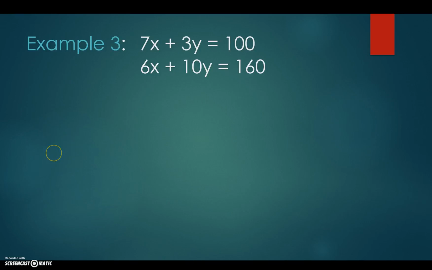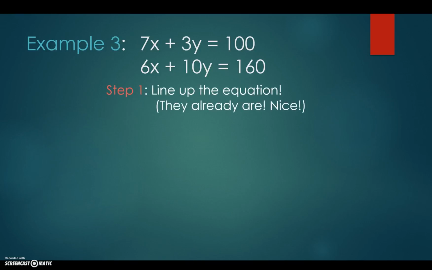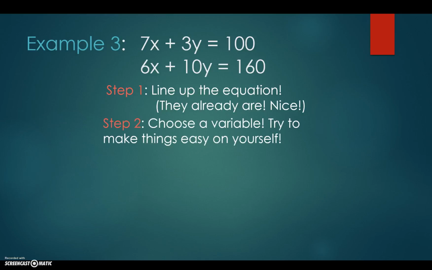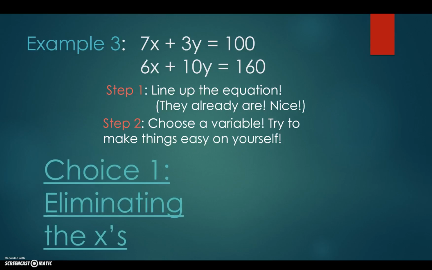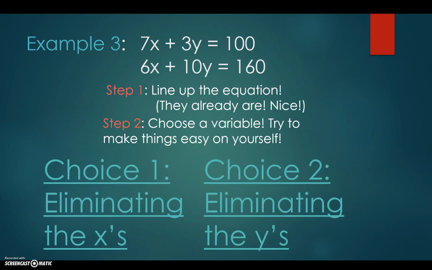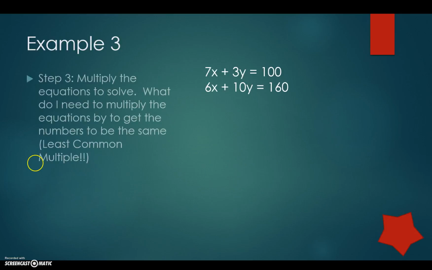Okay. Last but not least here, 7x plus 3y equals 100, 6x plus 10y equals 160, line them up, we're good. Choose the variable, try to make it as easy as possible. In this case, there is no easy as possible. So what we're going to have to do is just choose to either eliminate your x's or eliminate your y's. So let's go ahead and choose to eliminate the x's.